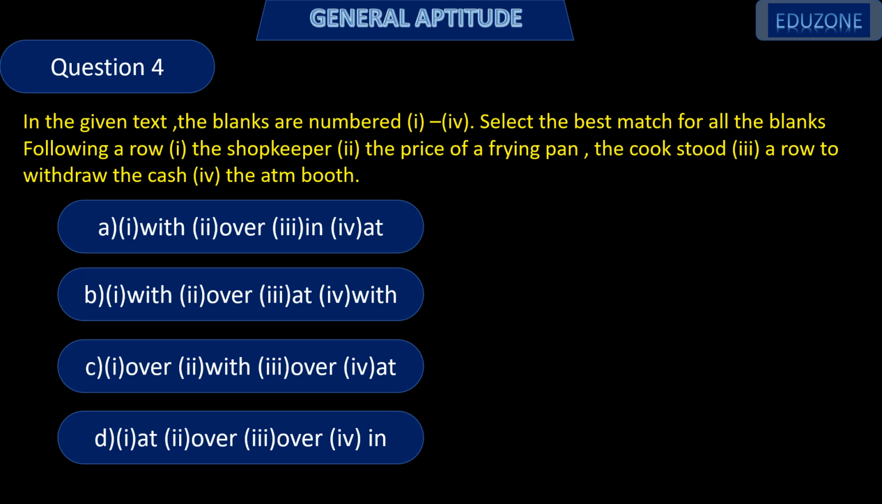Next question. In the given text, the blanks are numbered 1 to 4. Select the best match for all the blanks. Following a row, blank, the shopkeeper, blank, the price of a frying pan, the cook stood still, blank, a row to withdraw the cash, blank, the ATM booth. The options are given below. So this can be written as: following a row with the shopkeeper over the price of a fry pan, the cook stood in a row to withdraw the cash at the ATM booth. Option A is the correct answer.